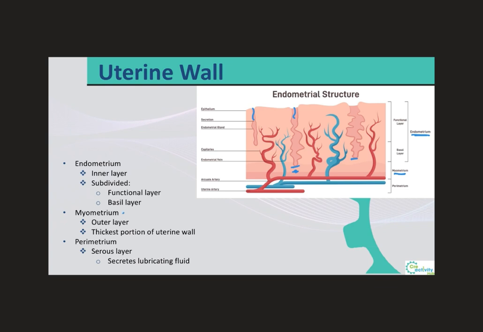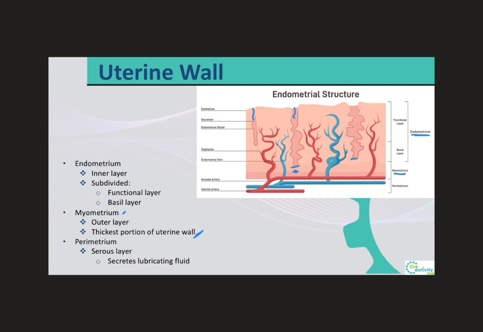Now, the myometrium is going to be the thickest portion of the uterine wall. It's going to be composed of 3 layers of smooth muscle, which will be important to provide much of the force that's needed to push the fetus out of the uterus into the vagina during delivery.